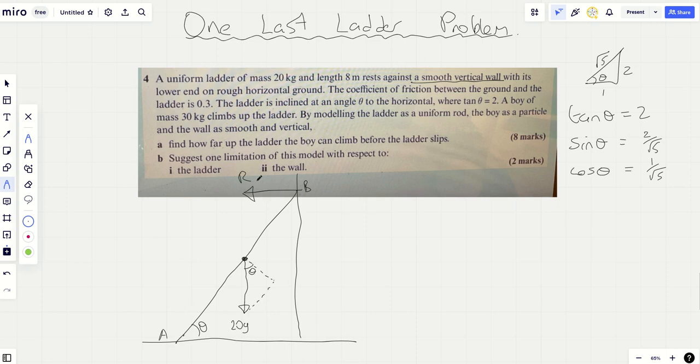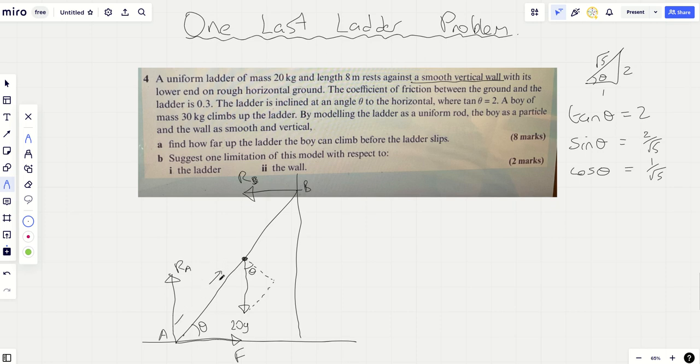Okay, I can call this RB now, because that's the reaction at B, and I'm going to call this reaction RA. They're not the same thing. You're going to have a friction here because the ground is rough, and as the boy climbs, it wants to slip in that direction, so friction is going to oppose that, so I'll call that F. Now, how high up is the boy? I honestly don't know. I'm going to call it X.